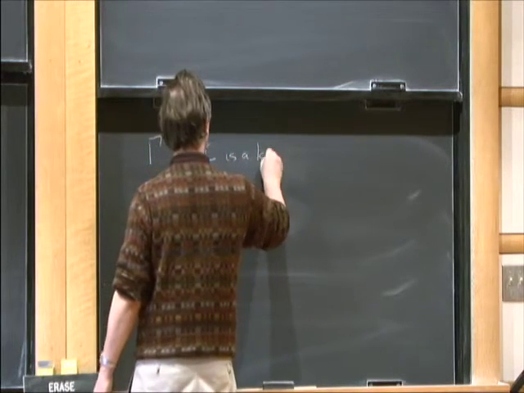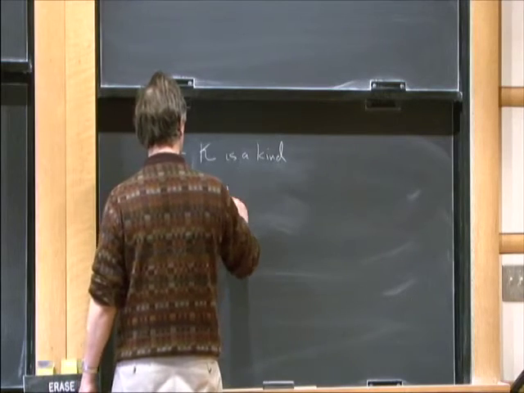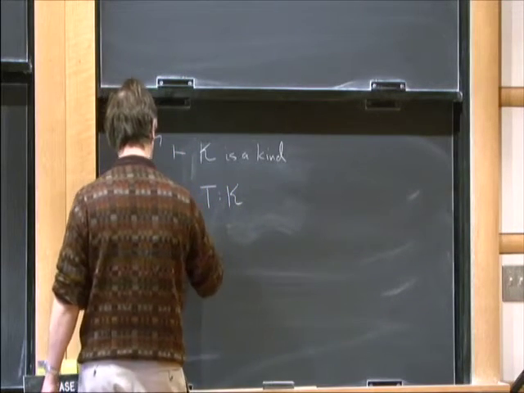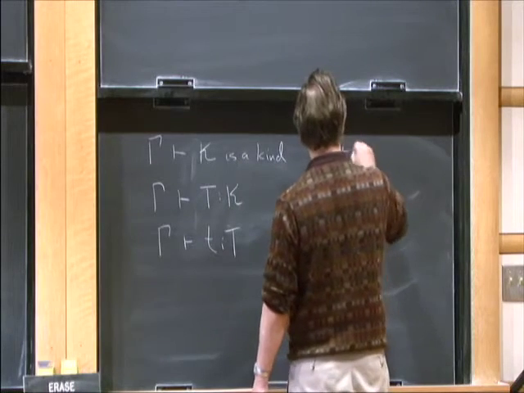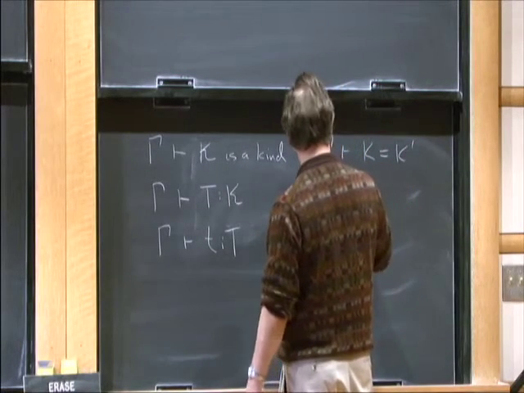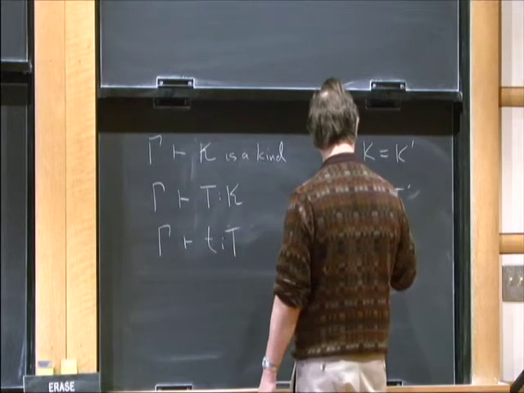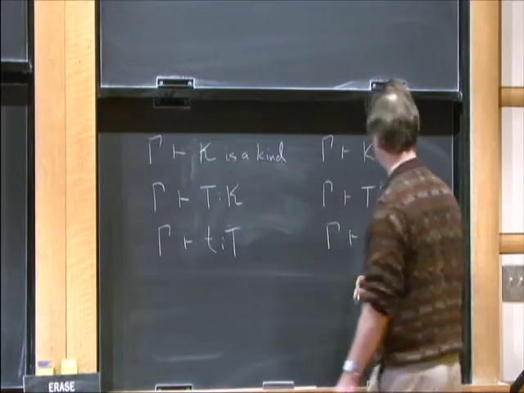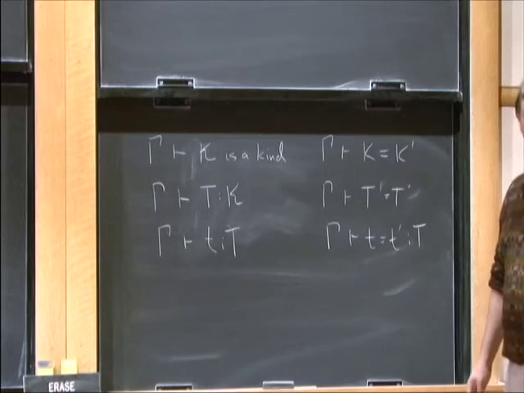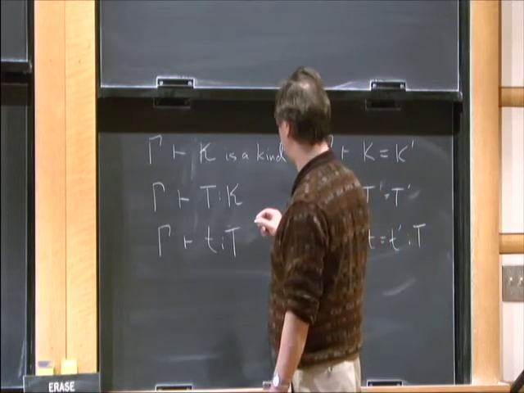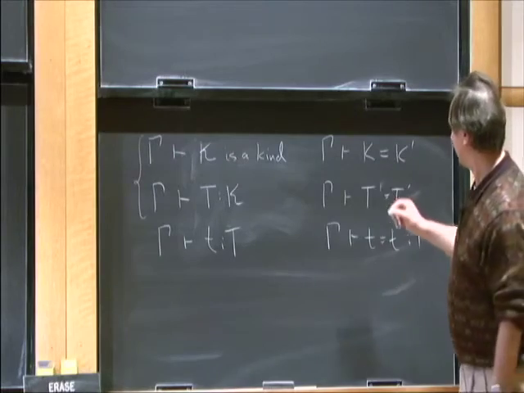K is a kind, right? You'll correct me if I'm wrong. T in K. Little t in capital T. And then there is gamma, K equals K prime, gamma T equals T prime, and then there is gamma, little t equals little t prime in a capital T. Now, there are actually six of them in the standard presentation. What I'm doing is bringing these two together and these two together.